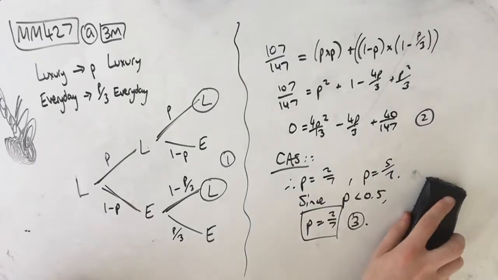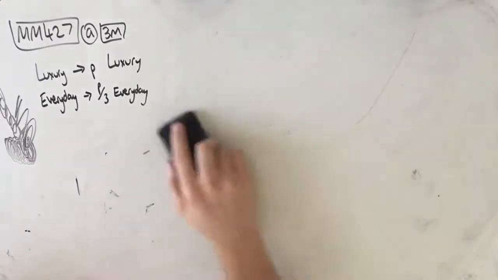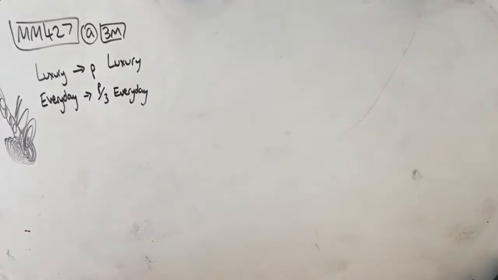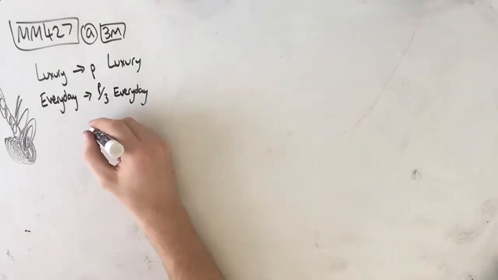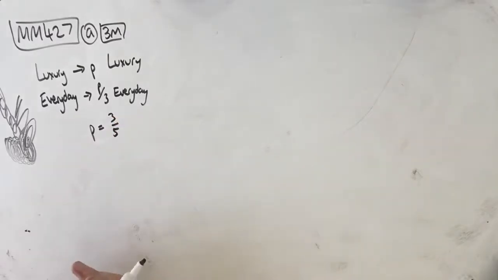So part B is telling us that the P value is actually completely changing. So we're going to need to draw a new tree diagram based on our new P value. So we know that P is going to be equal to 3 on 5, right? That's what our question tells us. On a different day, actually, let's get rid of this as well.